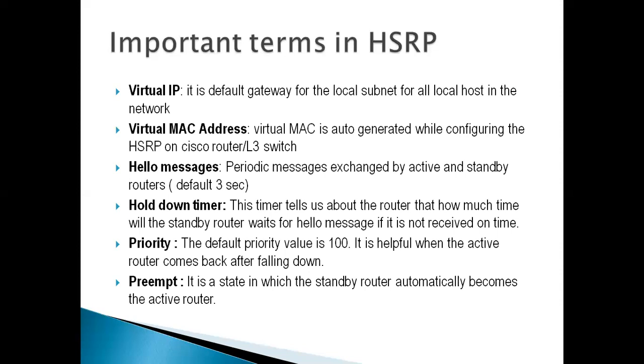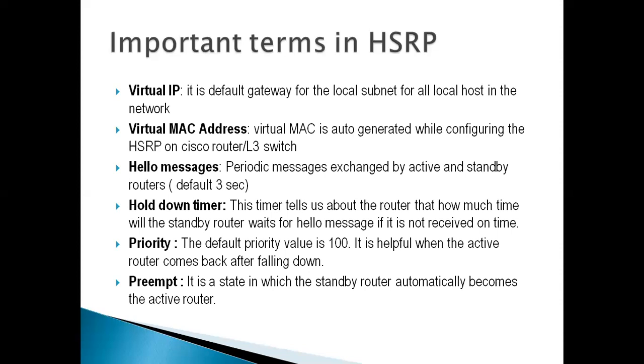If it's not getting any response from the active router, then it waits for 10 seconds to fail over. And if within 10 seconds it's still not getting any response from the active router, then it becomes the active router and says, yeah, I am now the active router and the virtual IP is part of me, and now I will process the traffic. It assumes the active router, which was active before, has failed. Okay, priority. What is priority?